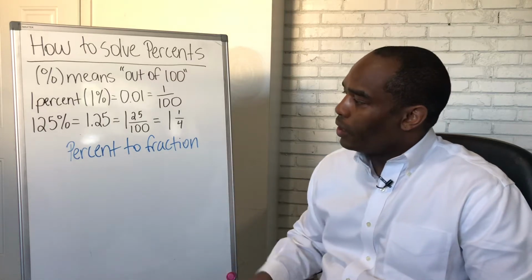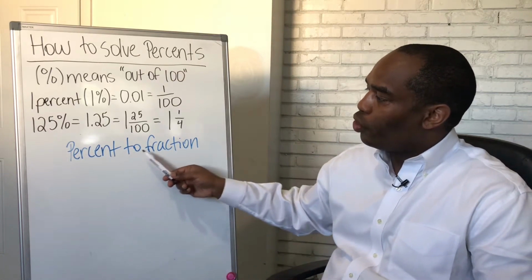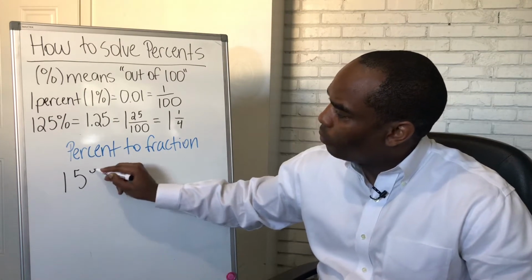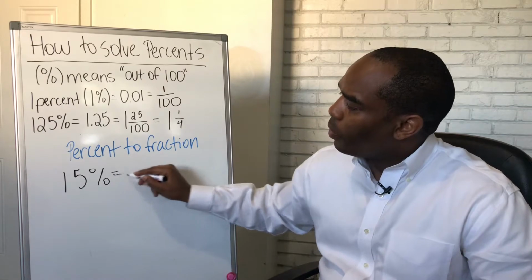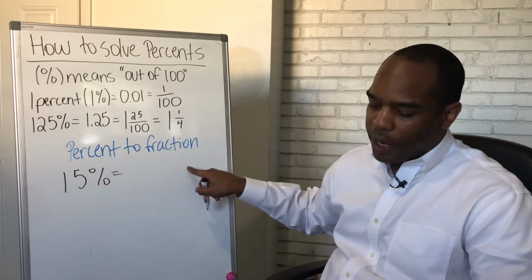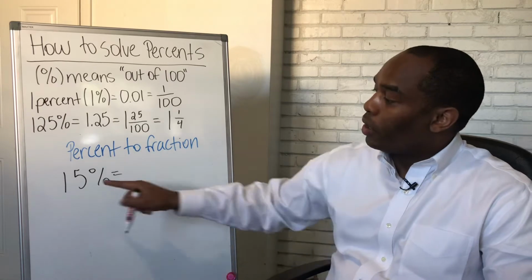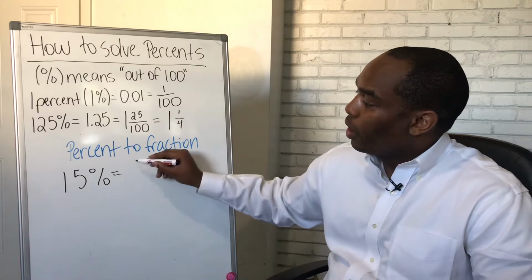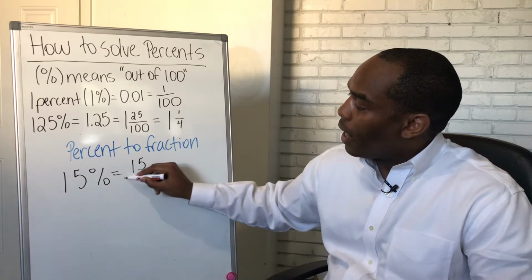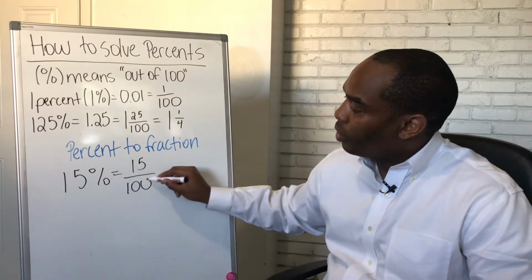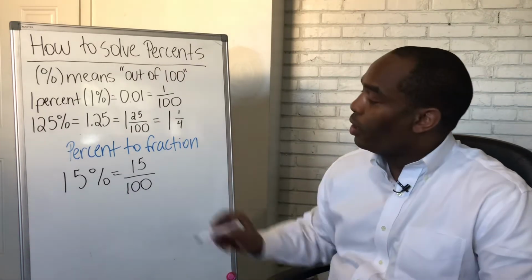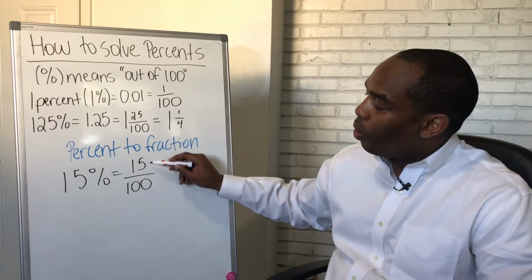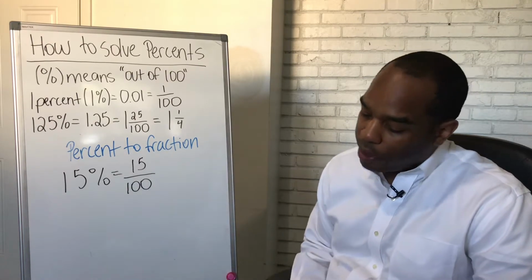Let's take a look at how to go from a percent to a fraction. Say we have 15%. We want to go from this percent to a fraction. First of all, know that anytime we see a number in front of a percent symbol, it lets us know it is that number out of 100. As simple as that. So we can think of it as 15 divided by 100, or 15 over 100.